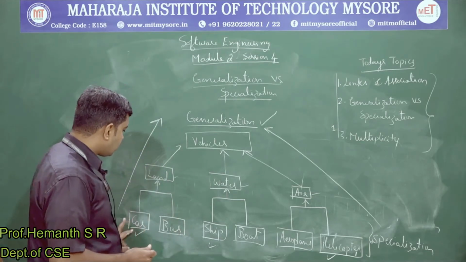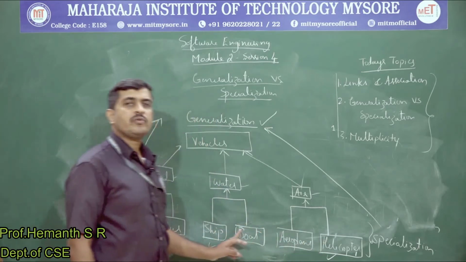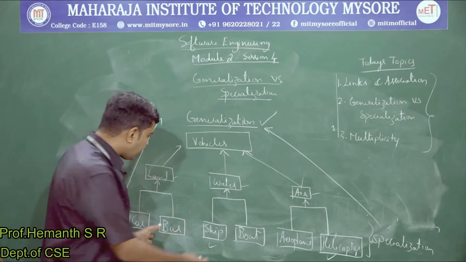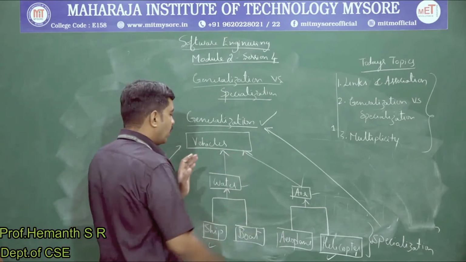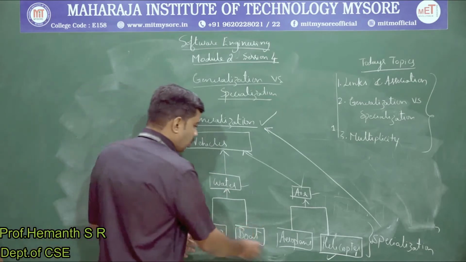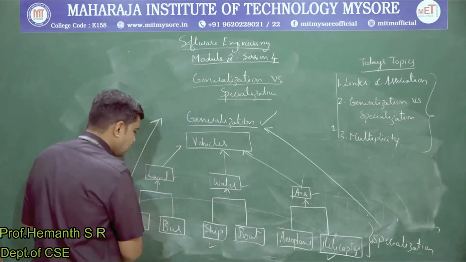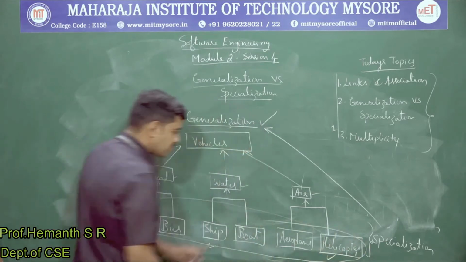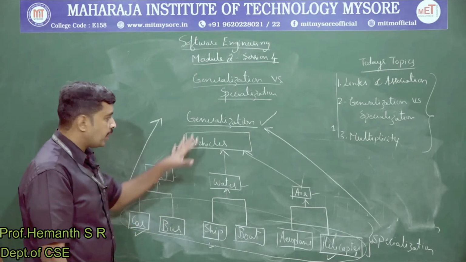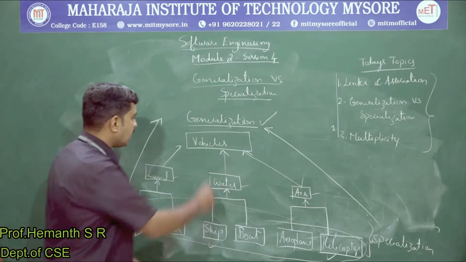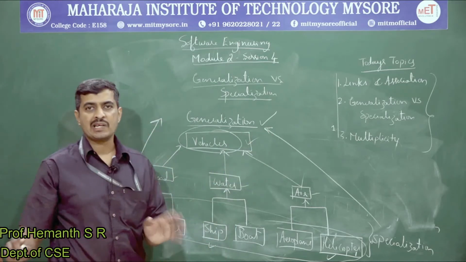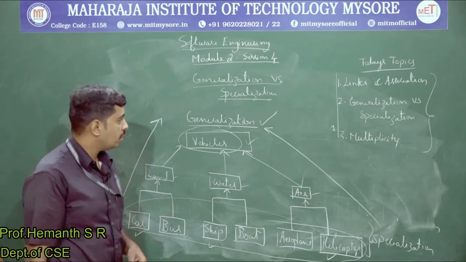So from the subclasses, we have identified a few aspects which are common, and we have tried to generalize them. In this example, all these specific classes can be brought under the umbrella of a superclass called vehicles. This is what we have done, and this is what generalization is all about.